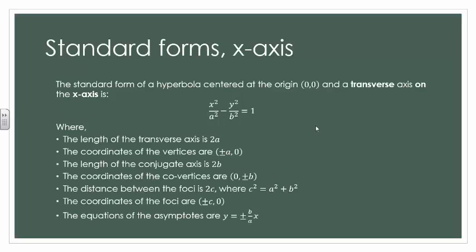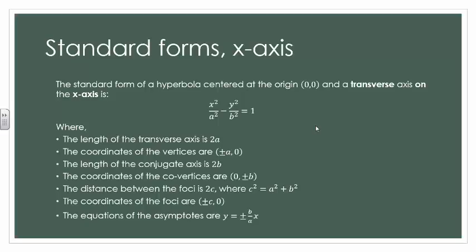The standard form of a hyperbola centered at the origin, the point (0, 0), and that has a transverse axis on the x-axis is x squared over a squared minus y squared over b squared equals 1, where the length of the transverse axis is 2a, the coordinates of the vertices are (plus or minus a, 0), the length of the conjugate axis is 2b, the coordinates of the covertices are (0, plus or minus b), the distance between the foci is 2c, where c squared equals a squared plus b squared, the coordinates of the foci are (plus or minus c, 0), and the equations of the asymptotes are y equals plus or minus b divided by a times x.